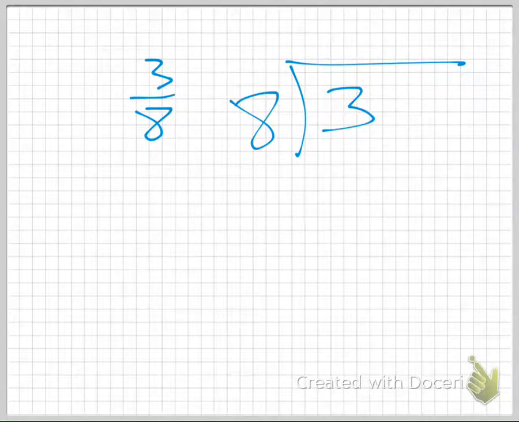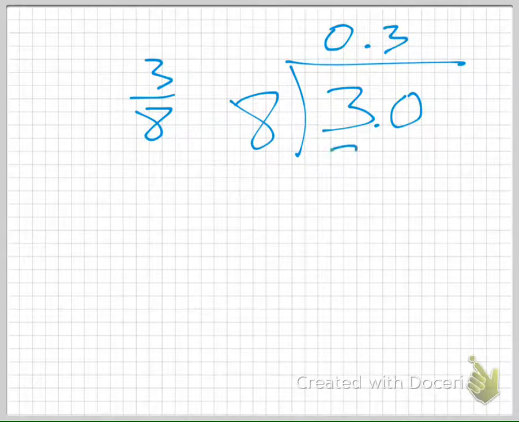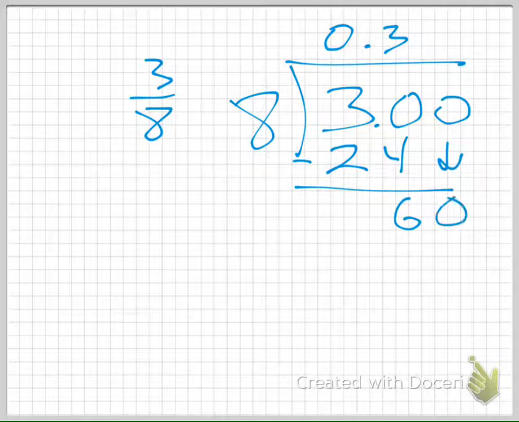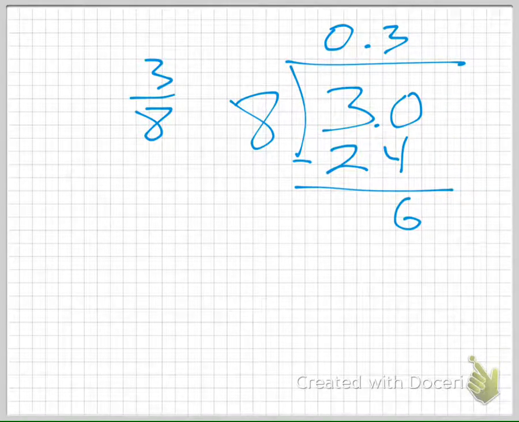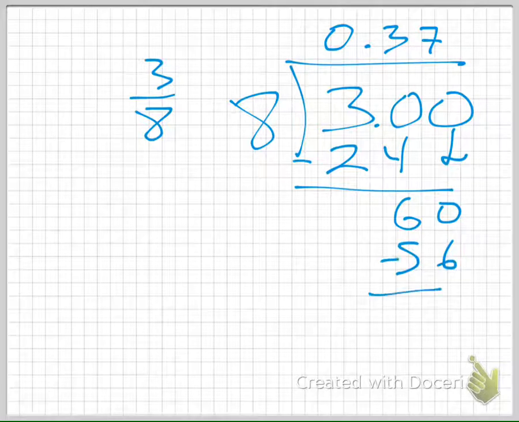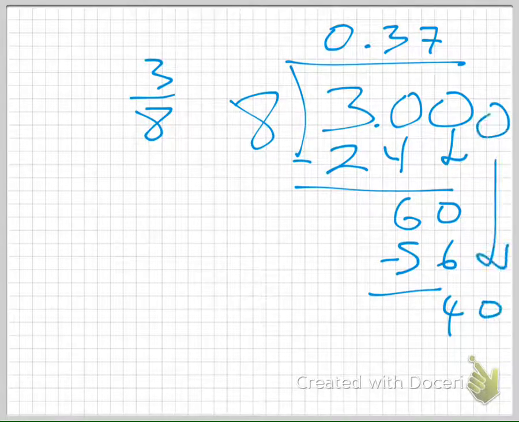How many times does 8 go into 3? It goes in 0 times. Add a decimal and a 0. 8 goes into 30 how many times? 3 times. 24, which leaves 6. Add a 0. In the old days, you might have done remainders. We don't do that anymore. 8 goes into 60 how many times? 7. 8 times 7 is 56. Add another 0. 8 goes into 40 exactly 5 times.